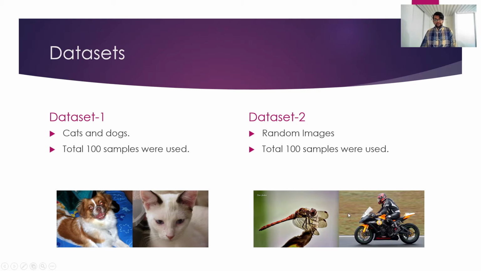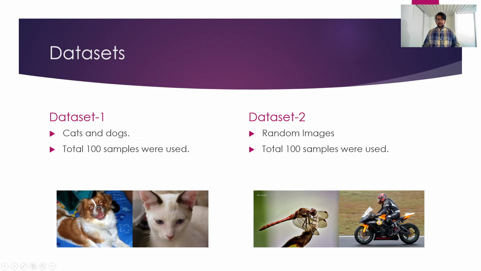We use 2 different datasets in our research here. Dataset 1 uses cats and dogs. There are 50 samples of cats and 50 samples of dogs. The reason is that cats and dogs are commonly misclassified, and different breeds of cats and different breeds of dogs make the samples quite similar. In dataset 2 we use totally random images.